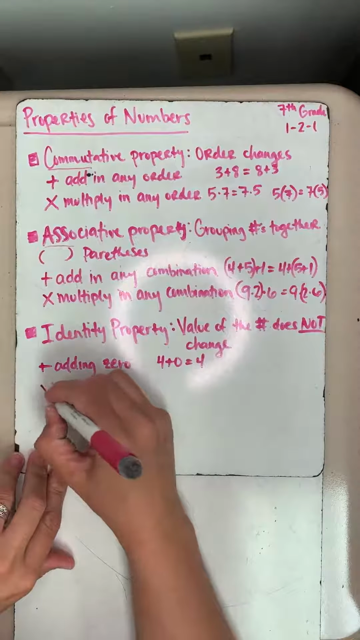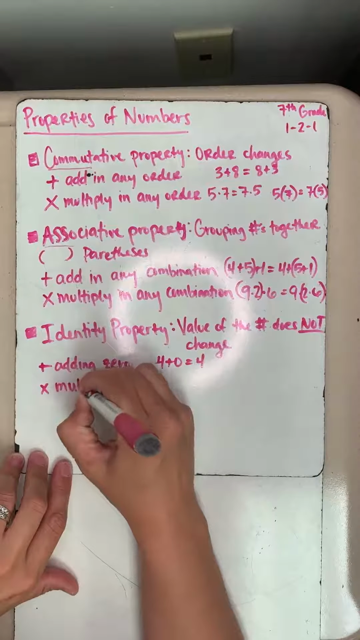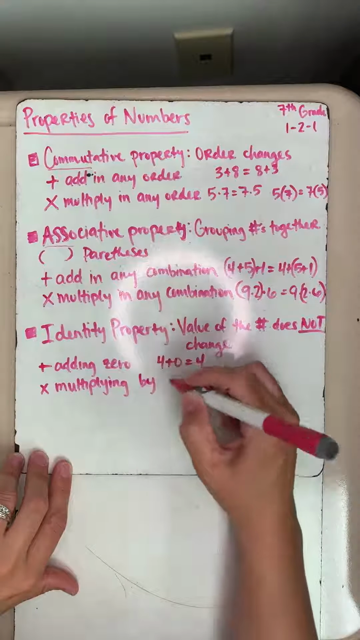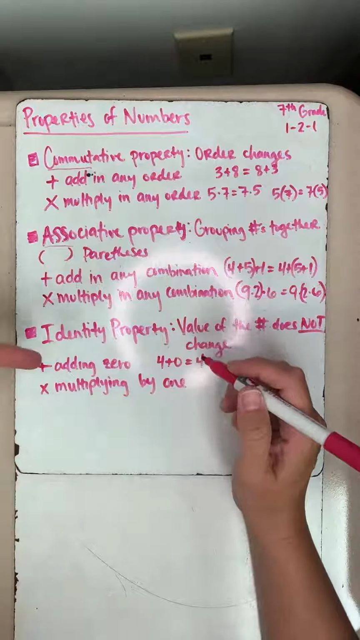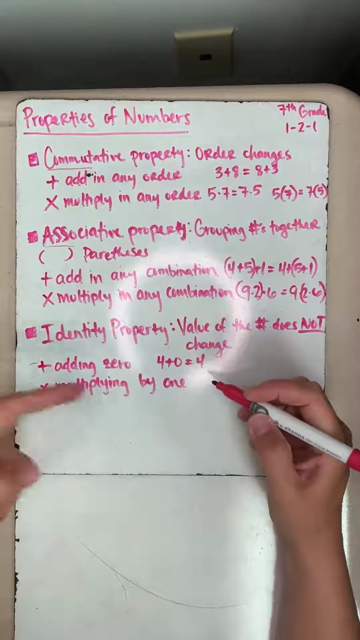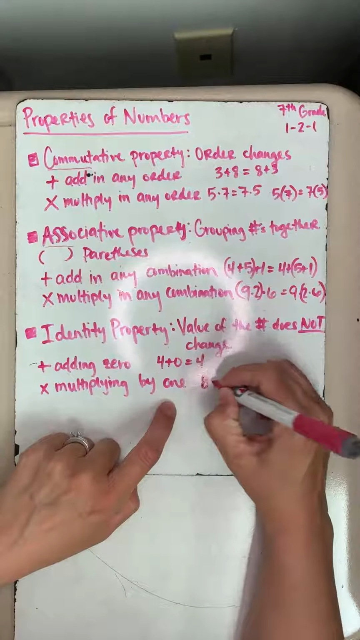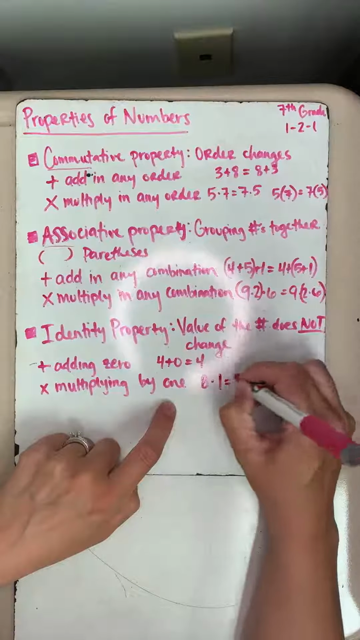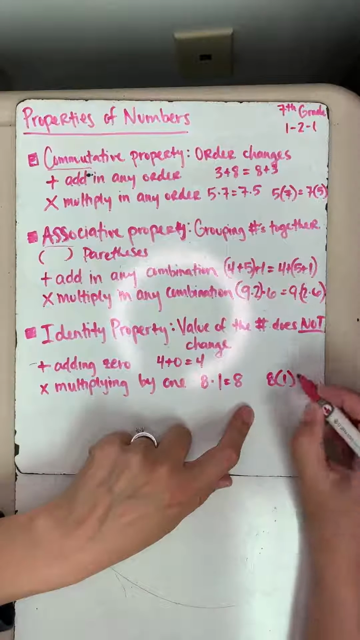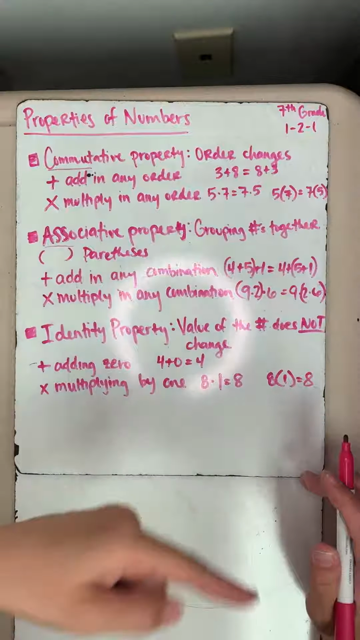It also works with multiplying, but we aren't multiplying by 0. This time we have to multiply by 1. So adding 0 doesn't change the value of whatever number you're adding it to, and then multiplying by 1 doesn't change the value of whatever number you're multiplying it by. So 8 times 1 is equal to 8, or you could even see it with parentheses. 8 times 1 is equal to 8. Does not change that value. It doesn't change their identity.